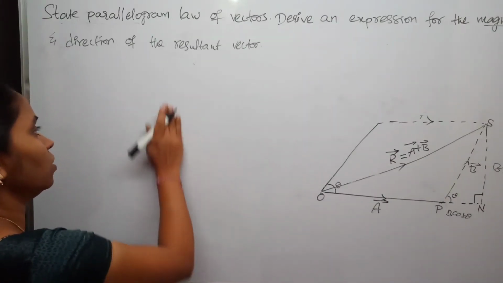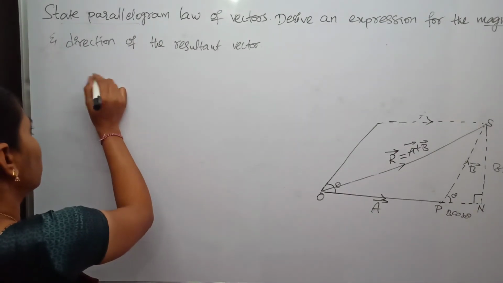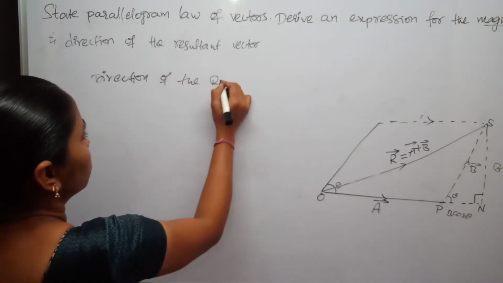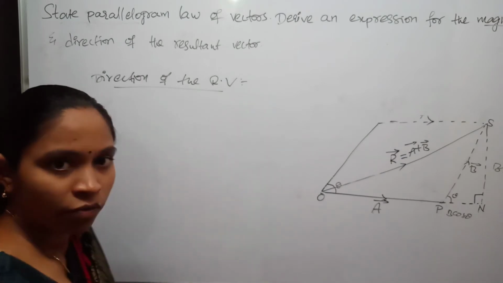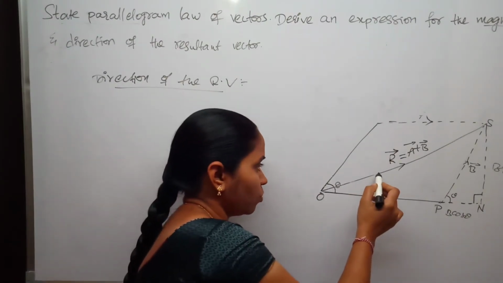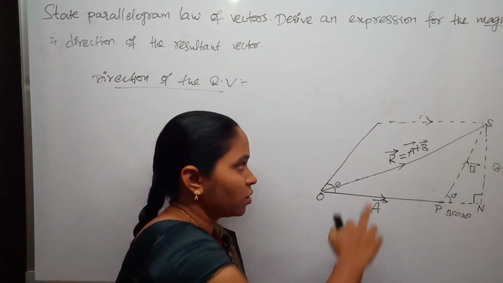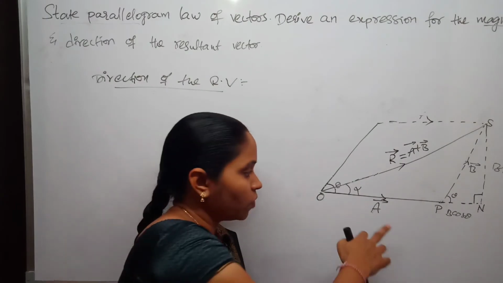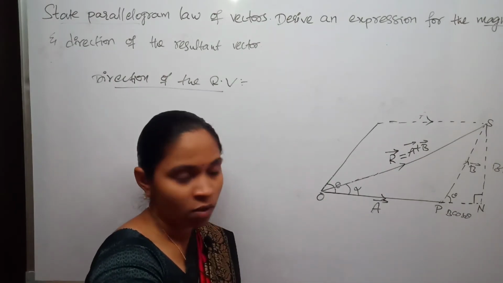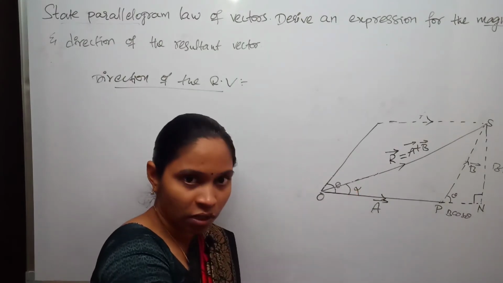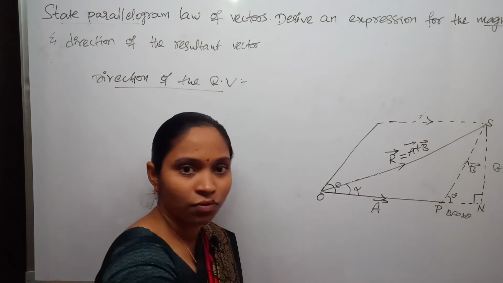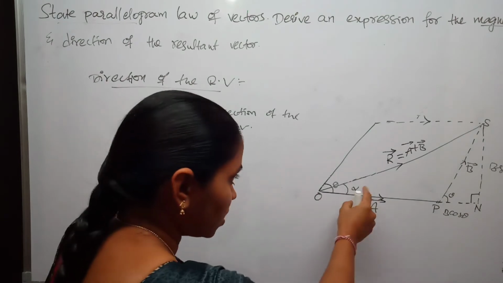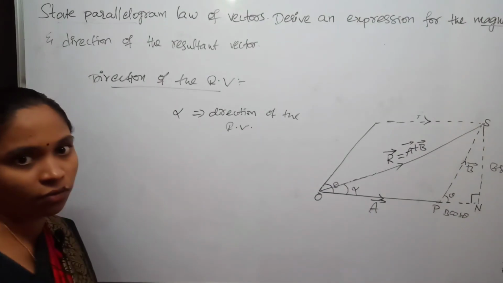Now how to find the expression for the direction of the resultant vector? For this purpose, let this vector R bar make an angle alpha with the vector A bar. This angle alpha gives you the direction of this resultant vector. First of all, we will find the value of alpha, then I will explain how this angle gives you the direction of this resultant vector.